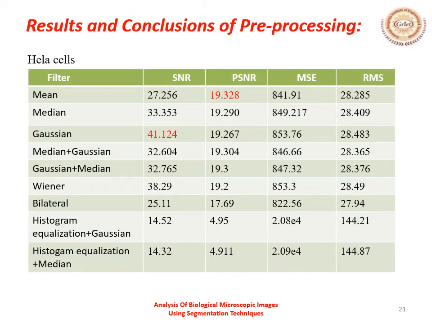After applying the metrics to the HeLa cells, we can see the results here. And we are going to consider SNR and PSNR mostly. And we can see that mean and Gaussian both have the highest SNR and PSNR values.